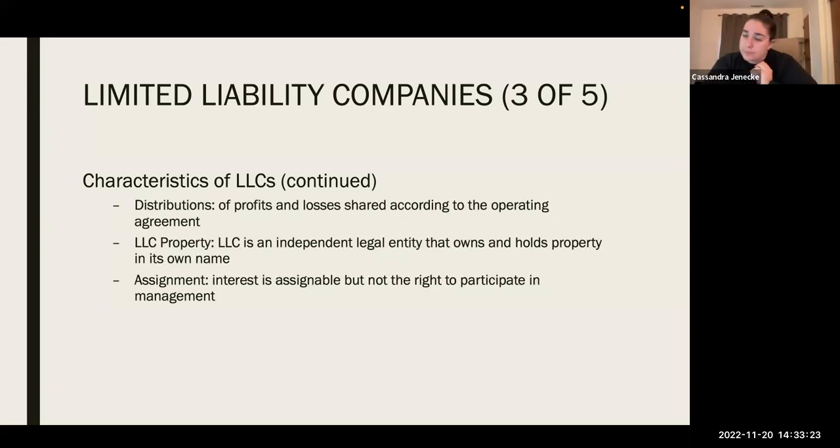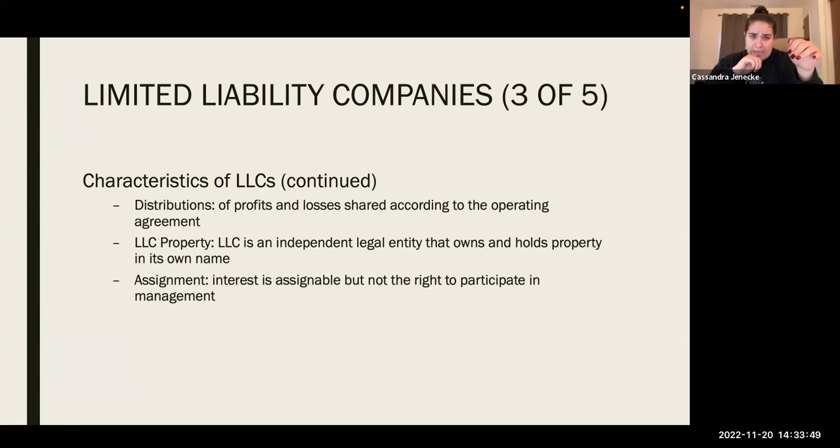Now, some other things that the LLC shares. Distributions of profits and losses are going to be shared according to the operating agreement. So much like the partnership agreement, the operating agreement is super, super important. LLC property: again, an LLC is an independent, judicially or legally created entity that owns business and holds property in its own name.